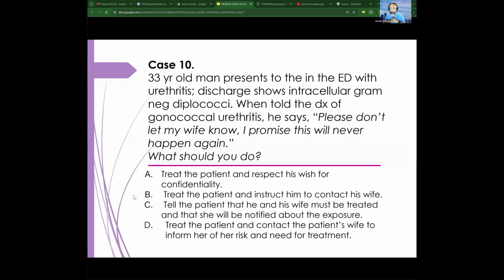Okay. And we have a scattering of different answer choices. It looks like we're between B, C, and D, with the plurality picking C, letting the patient know that he and his wife must be treated and that she'll be notified about the exposure.